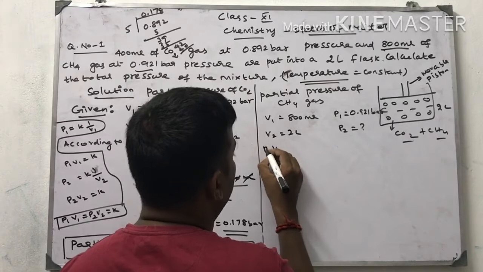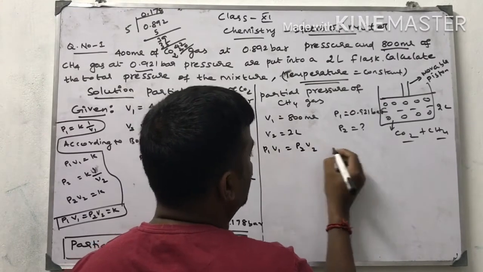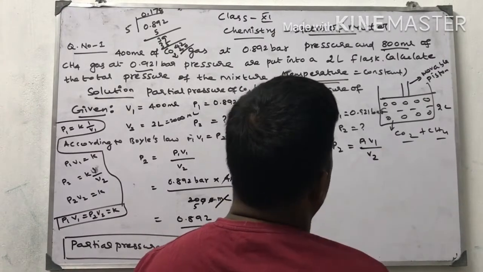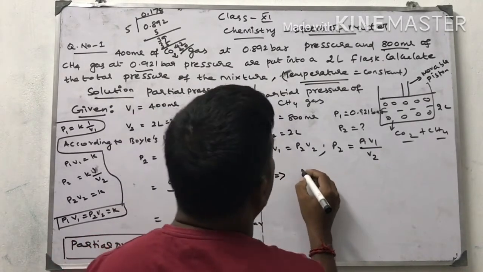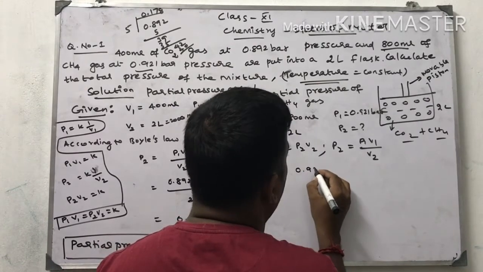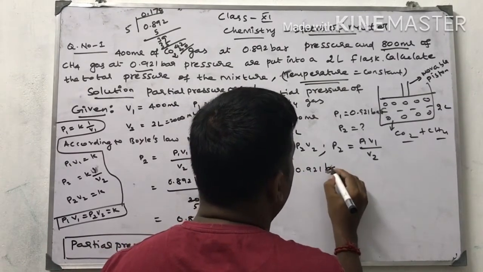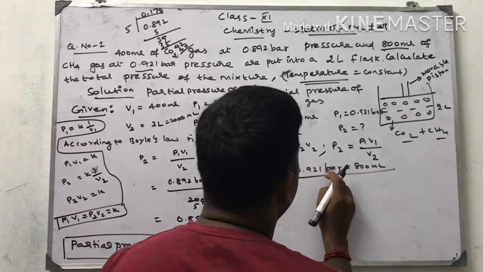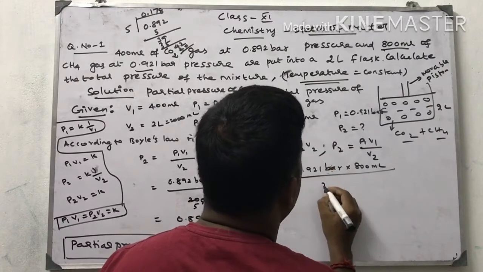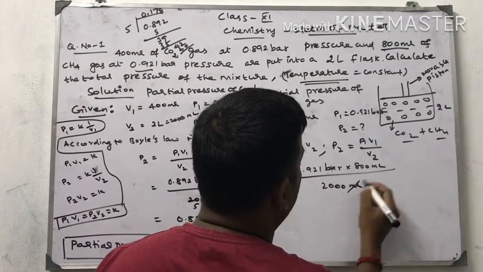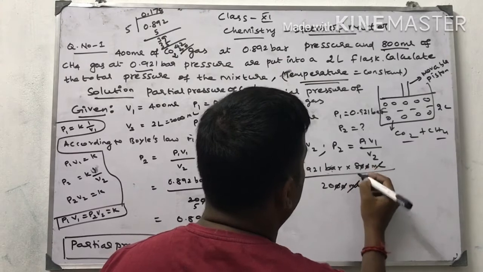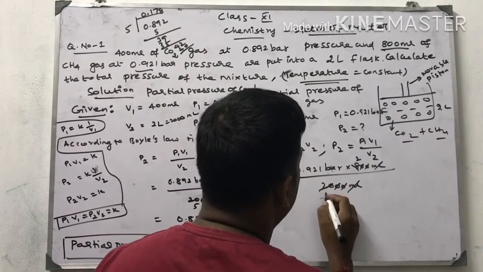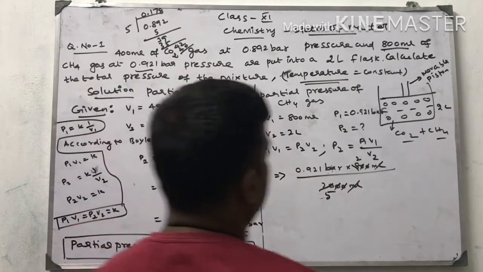So P1 V1 is equal to P2 V2. P2 is equal to P1 V1 by V2. This is the formula. Substituting the values here, P1 is 0.921 bar into 800 milliliters divided by 2000 milliliters. ml cancel. 1, 2 cancel. 2 times 5, 5 times.